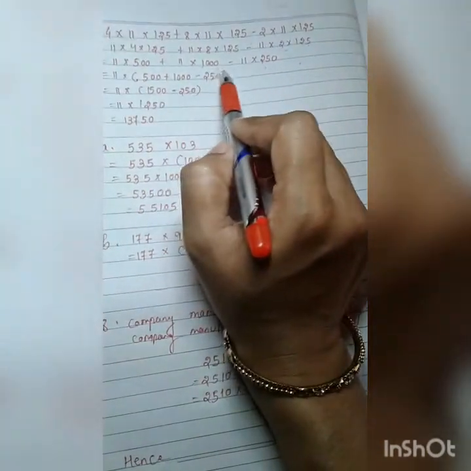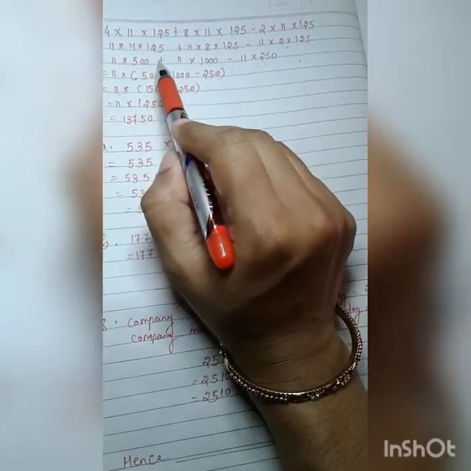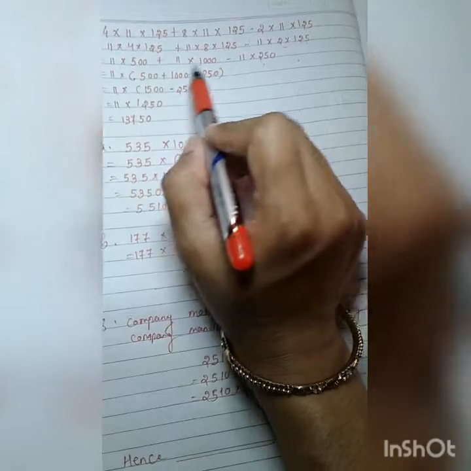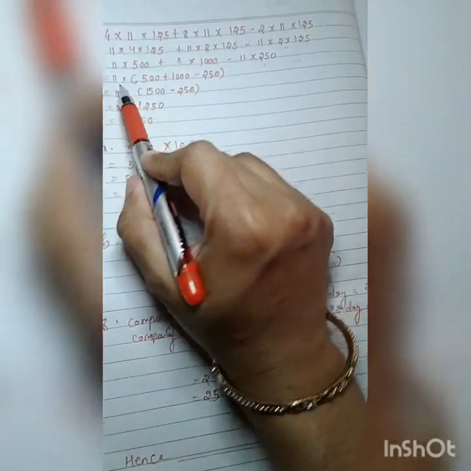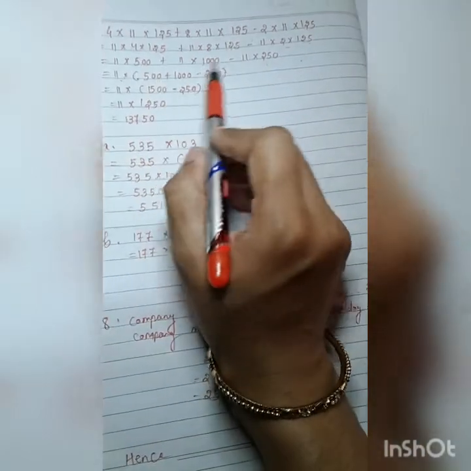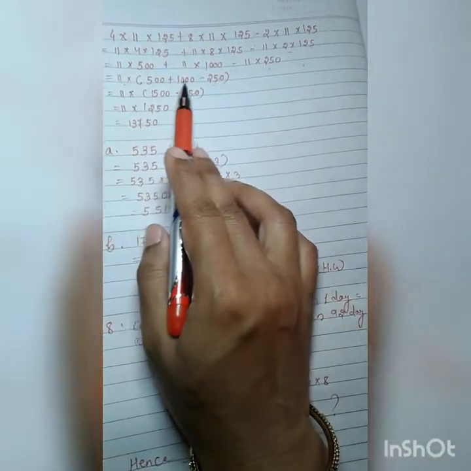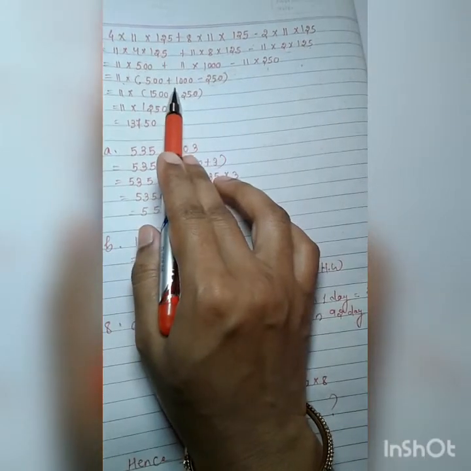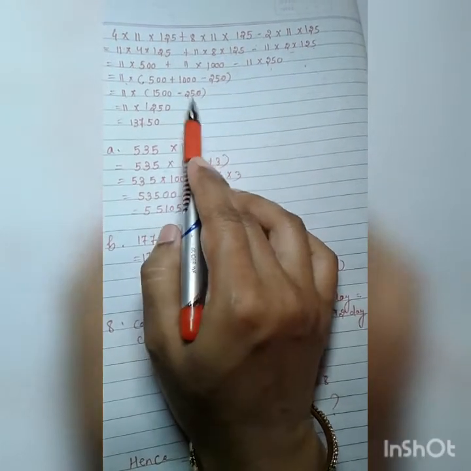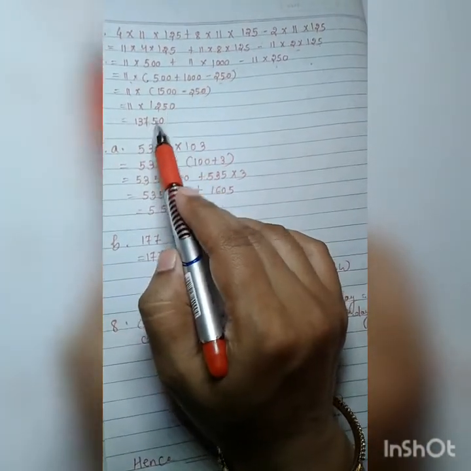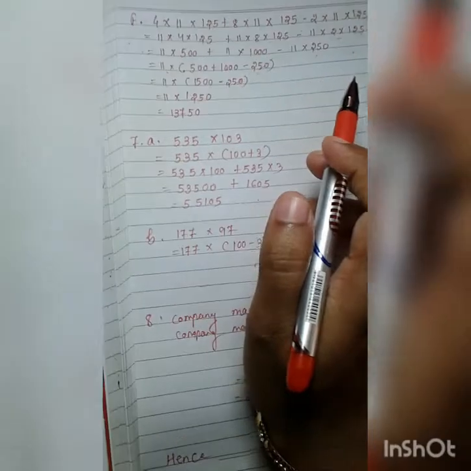Then here you see 11 is common, here also, here. Everywhere 11 is multiplied. Then you take 11 common, then rest numbers you add. Here addition and subtraction both are there. So first you do addition, then you do subtraction, step by step you do. Then finally you get the answer. So 6 number clear, children. Then comes to 7 number.